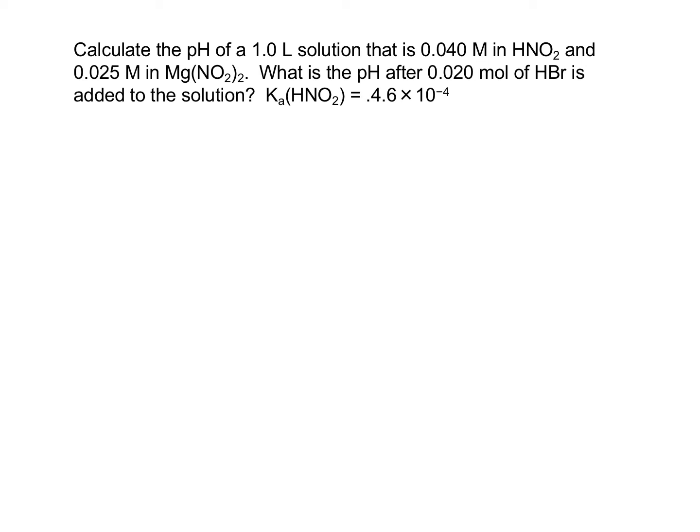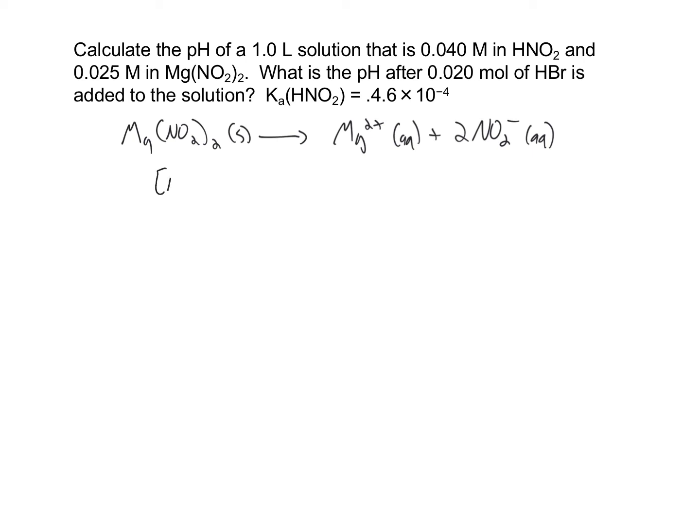We just have to be a little bit careful, right? When this magnesium nitrite dissolves in water, when this salt dissociates, for every 1 mole of magnesium nitrite we have, that's going to produce 2 moles of the nitrite ions. So if the concentration of magnesium nitrite is 0.025, the concentration of the nitrite ions is going to be 2 times that. So the concentration of NO2 minus is going to be 0.025 times 2. So the concentration of my nitrite ions is 0.05 molar, not 0.025 molar. Okay, so to get the pH of a buffer, I'll use the Henderson-Hasselbalch equation.